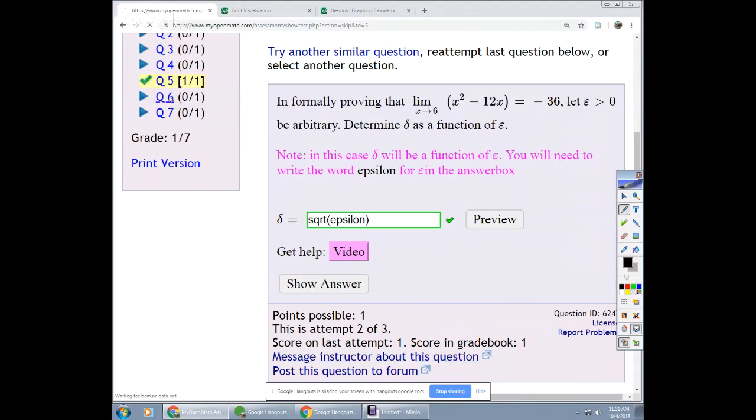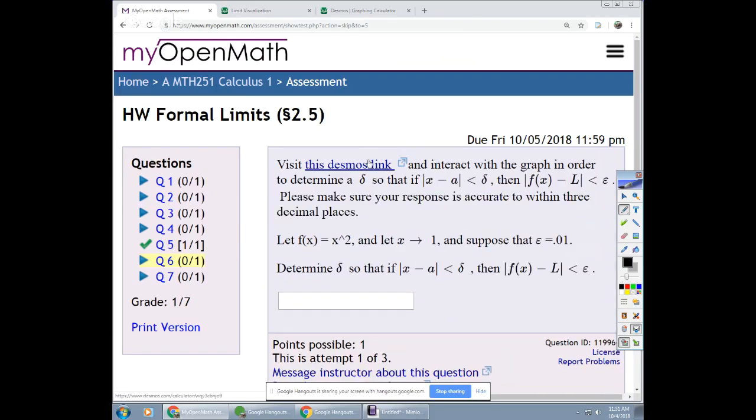Okay. Question number 6, remember, has that nifty tool for doing it experimentally, and most of the answers are experimental. Like, give me a number that works. So good luck with those. They're a little tricky. We'll do some more of these tomorrow, and then we're going to start chapter 3.